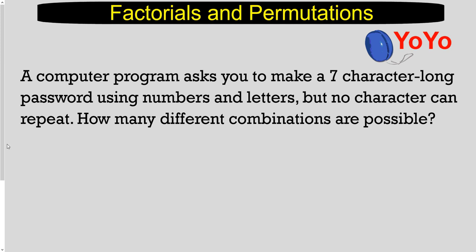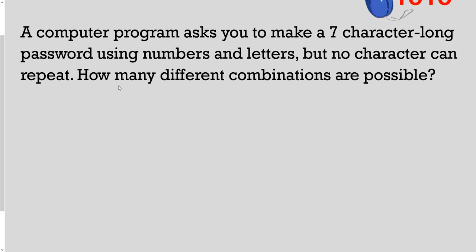Okay, hopefully you figured this out. We have 7 slots, right? So that means I'm going to choose 7 things. The number of things I have to choose from is the only tricky part. It says a 7-character long password using numbers and letters. So how many letters are there? Hopefully you said 26. How many numbers are there? A lot of people want to say 9, but there's actually 10 if you count 0, right? So there's going to be 26 letters and 10 numbers for a total of 36 things to choose from.